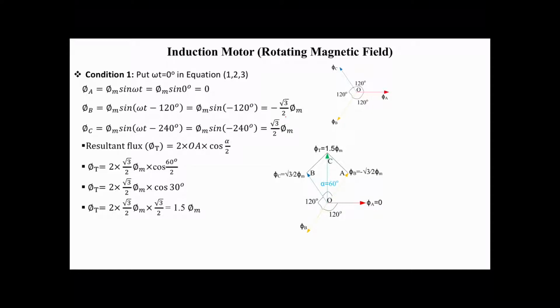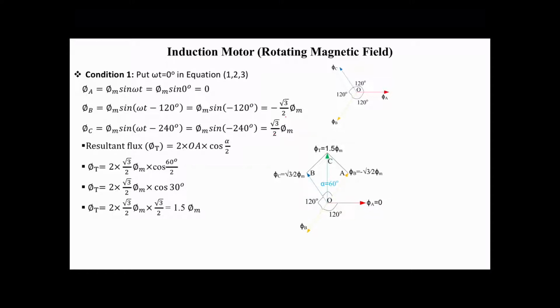Phi C is equal to Phi M sin omega t minus 240 degrees. This is equation number 3. Let's substitute omega t equal to 0 in this equation. We get Phi C is equal to Phi M sin minus 240 degrees, which is equal to root 3 by 2 Phi M. So in this way we get the values of Phi A, Phi B and Phi C. Let's make the phasor diagram for Phi A, Phi B and Phi C.